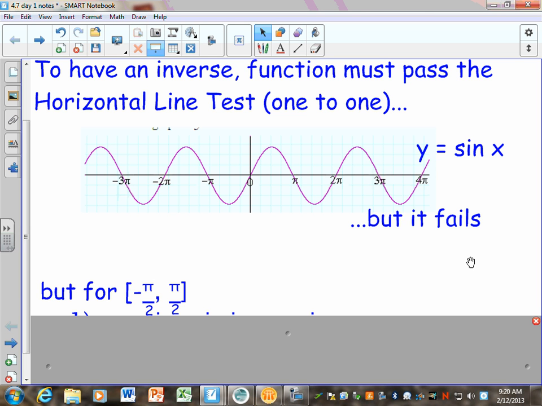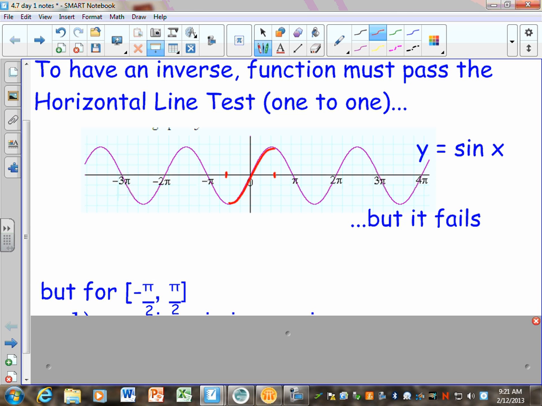Not true. So, what if we looked just on the x-axis from negative pi halves, which would be right here, to positive pi halves, which would be right here? We would just get this one little bitty section of this graph, right? Does it pass the horizontal line test if I just look at that one little bitty section? How do they pick this one section?